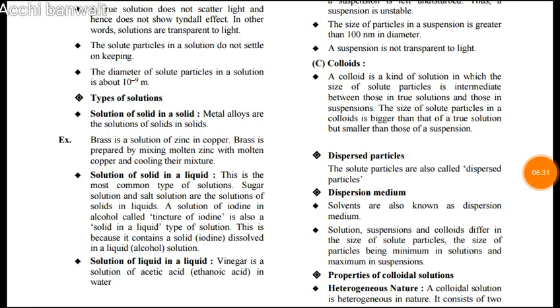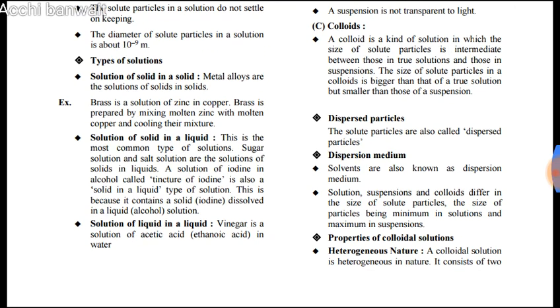Now let's talk about the third type of solutions, that is colloids. A colloid is a kind of solution in which the size of solute particles is intermediate, that is medium in size, between those in true solution and those in suspension. The size of solute particles in a colloid is bigger than that of true solution but smaller than those of suspension.